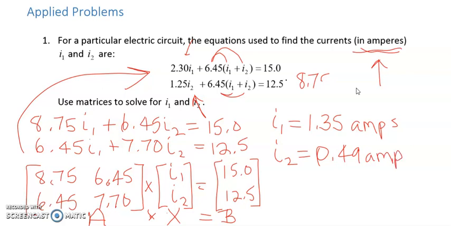And that is basically all we do. The word problems, if you can solve a system of equations using your calculator and matrices, these word problems are basically the same thing. You're just solving a system of equations.